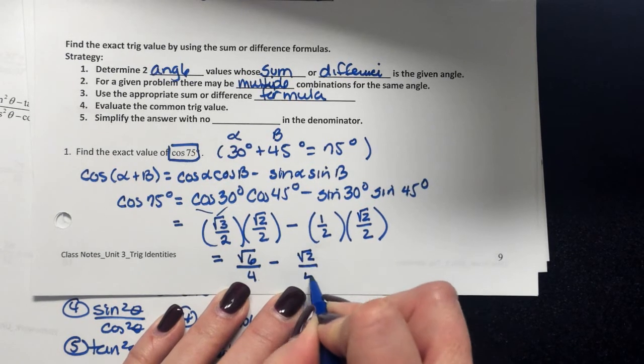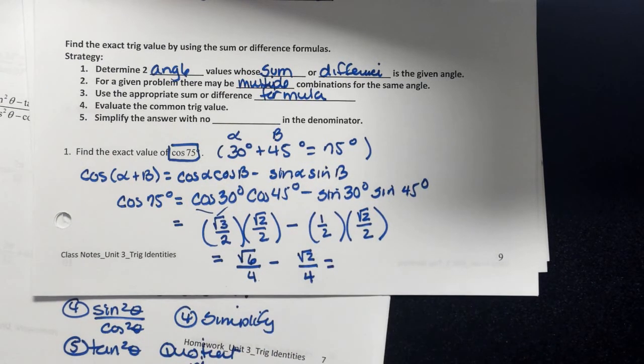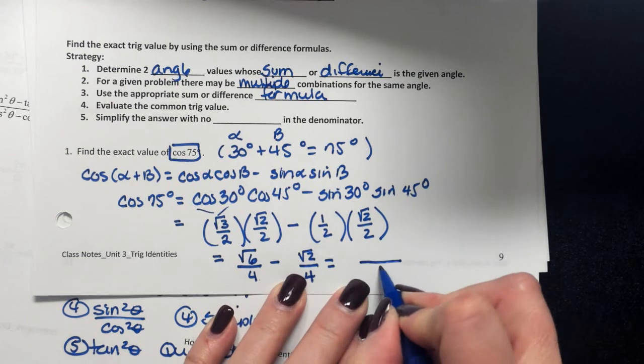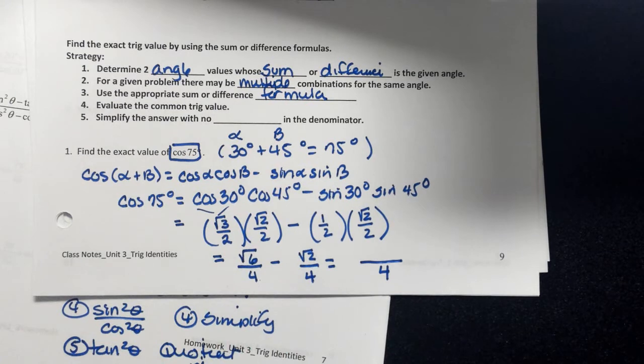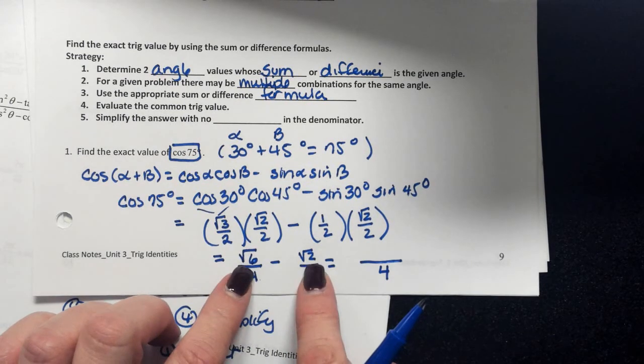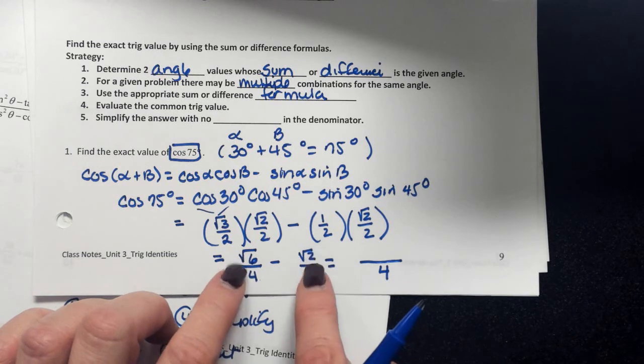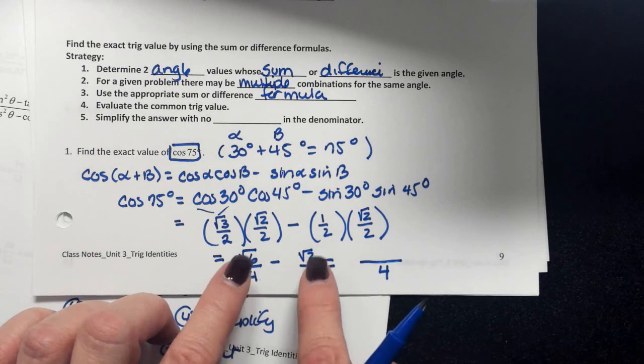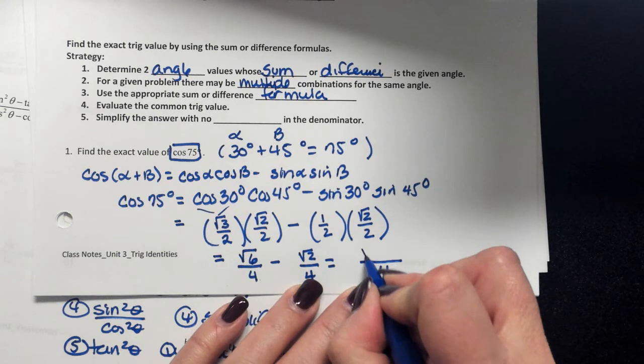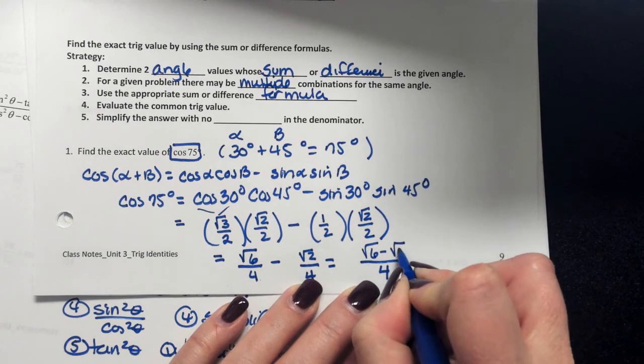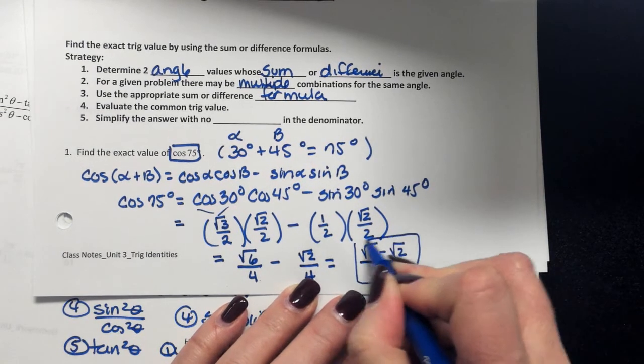of 2 over 4. Well, at least I already have a common denominator, don't I? So I don't have to worry about getting a common denominator. Can I subtract square root of 6 minus square root of 2? No, remember, you can only add and subtract like radicals. The numbers underneath the radicals have to be the same. So my numerator has to stay as square root 6 minus square root 2 all over 4.